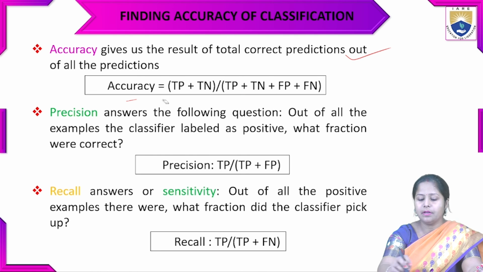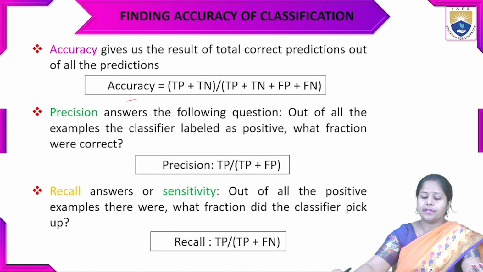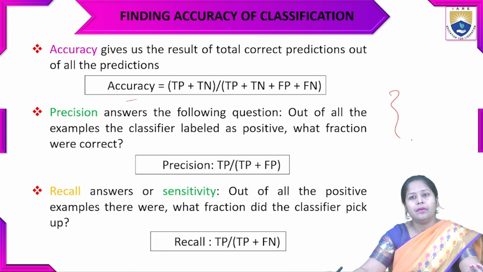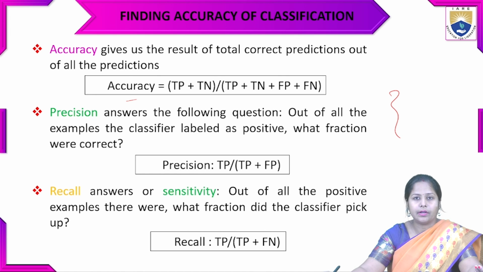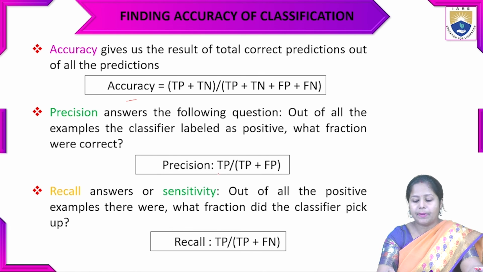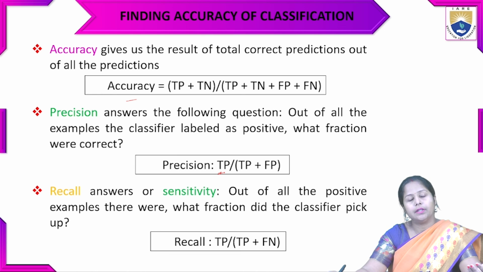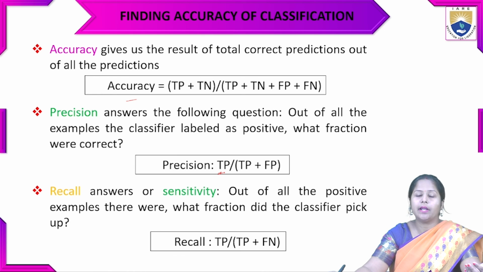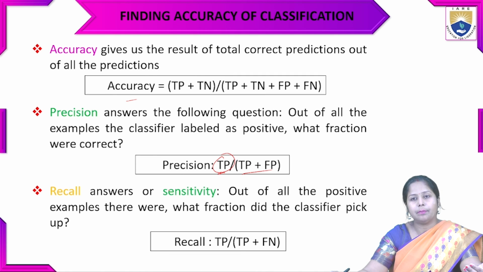Precision. What is precision? Precision answers the following question: out of all the examples the classifier labeled as positive, what fraction were correct or not? So whether the result is correct or not, we will get that from precision. The formula is precision equals TP, true positive, divided by true positive plus false positive. So TP divided by TP plus FP.